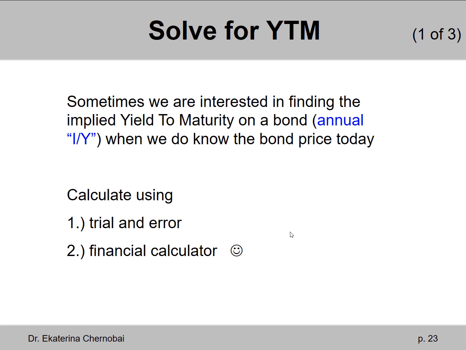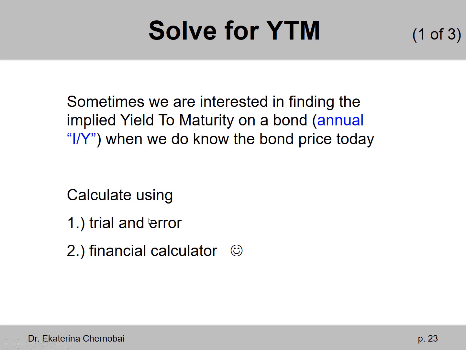Solve for yield to maturity, or YTM. Sometimes, like in real life, we actually know how much bonds sell for, which was our bond value calculation from the early slides. And sometimes what investors are interested in is calculating the implied yield to maturity, which is like the rate of return on your money every year, or the IY in the financial calculator.